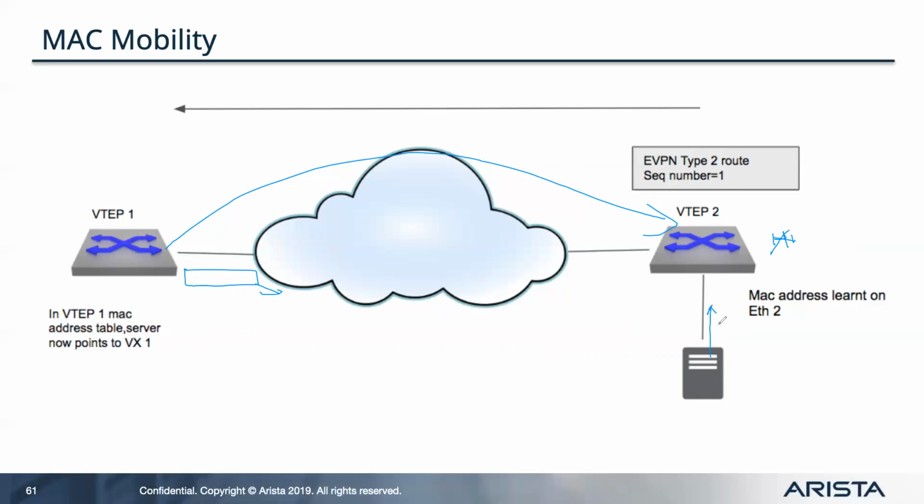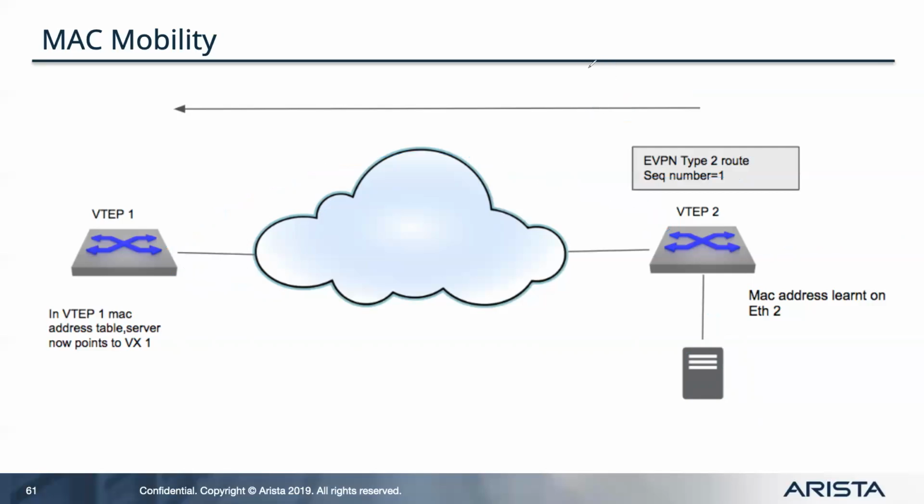Now, as soon as this guy starts talking, it will learn MAC H1 locally, on whatever ET2. Then it will send it out with sequence number 0, because here also the MAC is flushed. Nobody knows about H1, right? Correct. During that time, it should be sequence number 0. Okay.